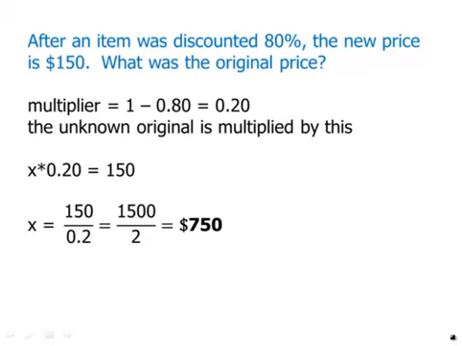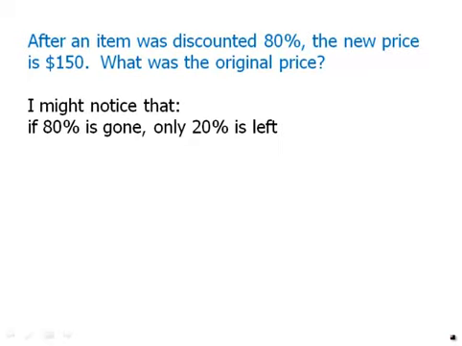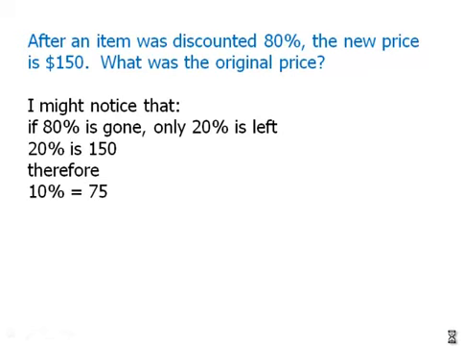Now, a number sense way of approaching this, I might notice that if 80% is gone, 20% is left. That 20% is 150. Therefore, 10% is half of that, 75. Therefore, the whole is 750. That's kind of a number sense way of approaching it.